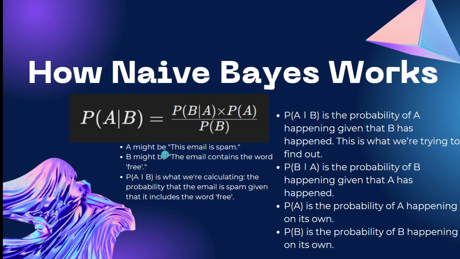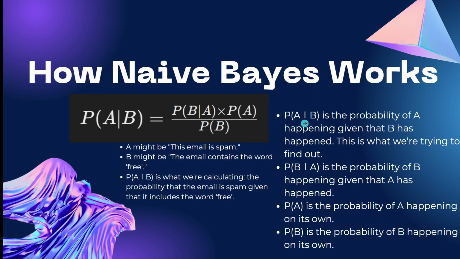We will define a variable A, which represents that this email is spam, and B is that the email contains the word free. P(A|B) is what we are calculating: the probability of the email being spam given that it includes the word free. By doing these calculations, we can determine whether it's a spam email or not.